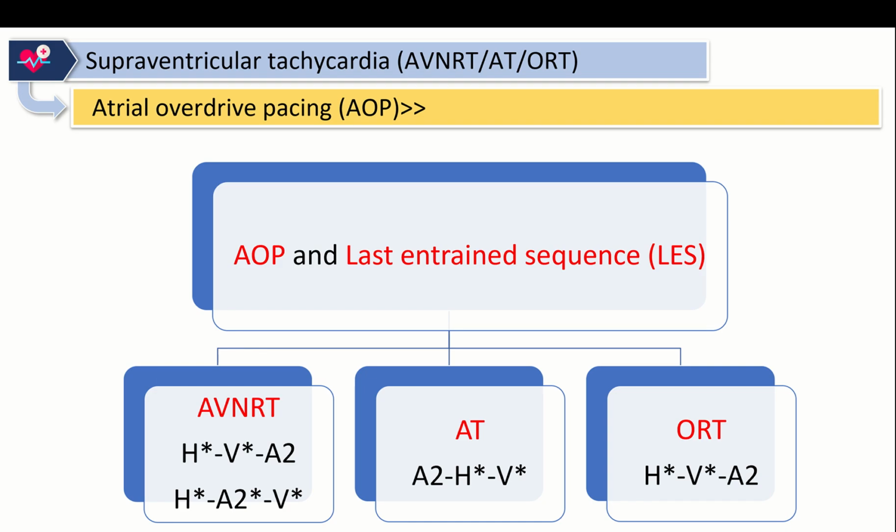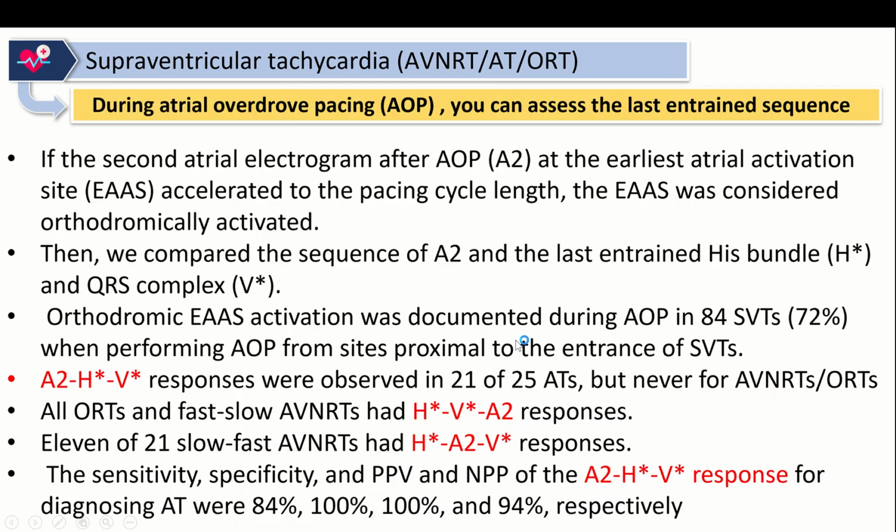In a typical AVNRT, the response is HV A2. In typical AVNRT, it will be HA2V. And this is the main concept. You have to assess the second atrial electrogram after stopping overdrive pacing, assess the earliest atrial activation sequence, AHV.